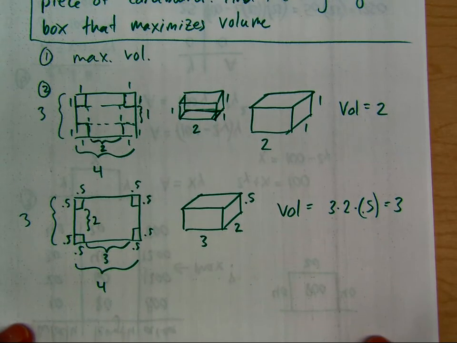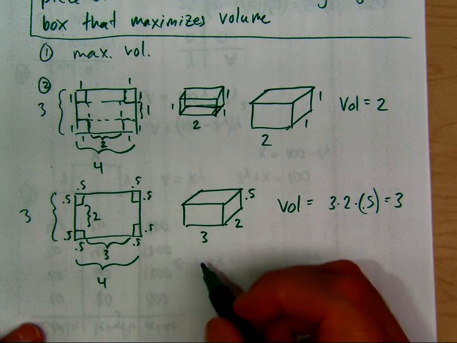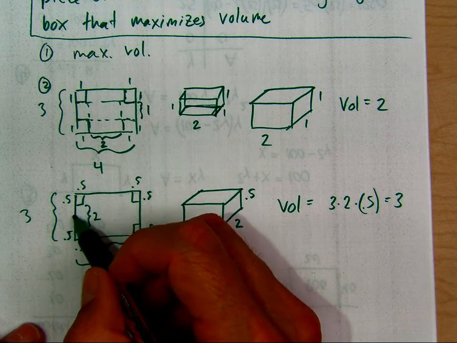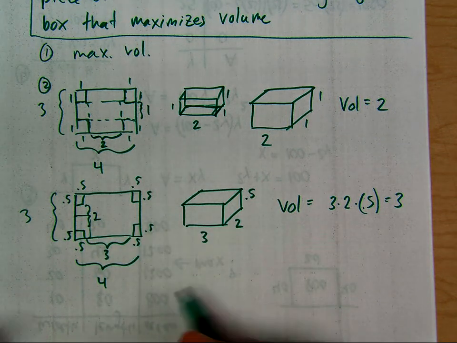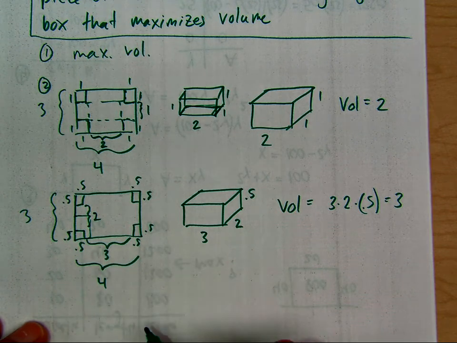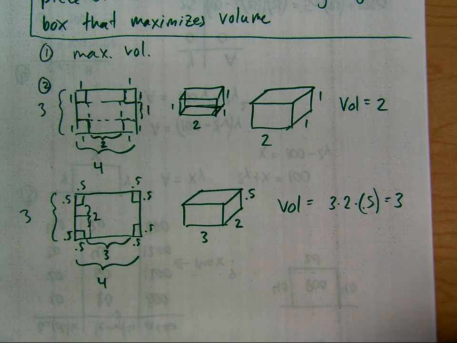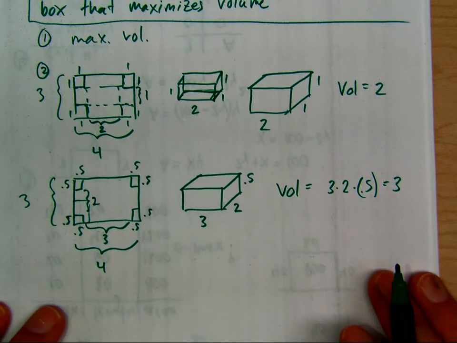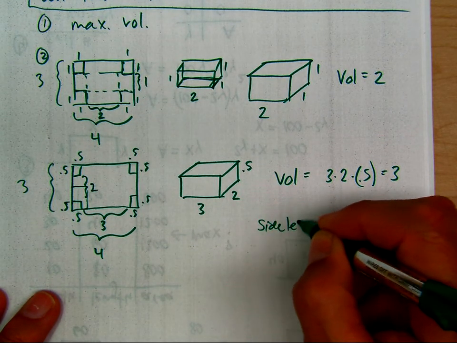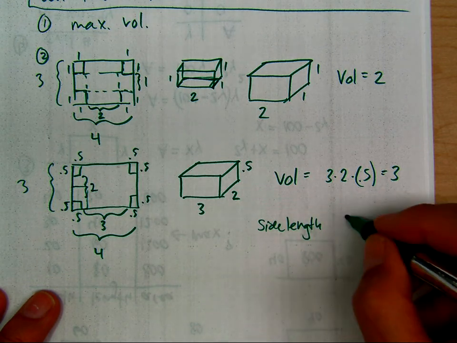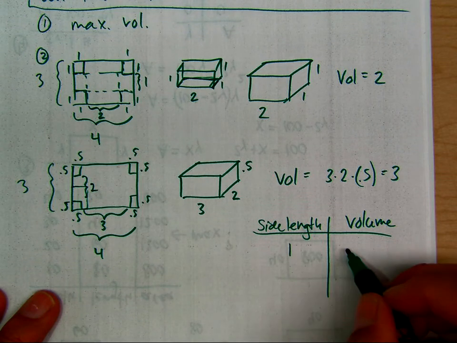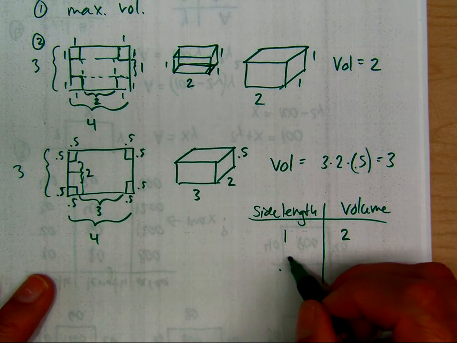And then let's think of how big could the square be. If we only have 3 feet, the biggest we can cut is a 1.5 by 1.5, and then we'd have a 0 volume. So the largest value that we can cut out is 1.5, and the smallest value would be 0. Either way, we have a 0 volume. So let's keep track of what we found. If we cut out a side length of 1, the volume is 2. If we cut out a side length of 1/2, the volume is 3.